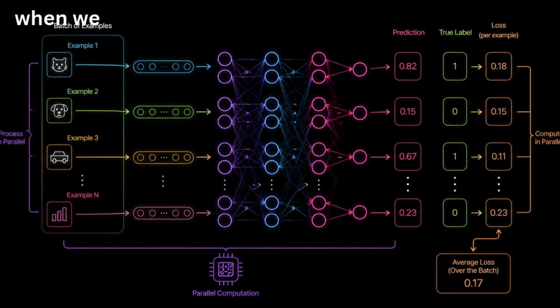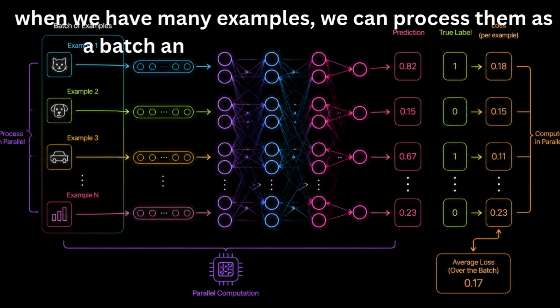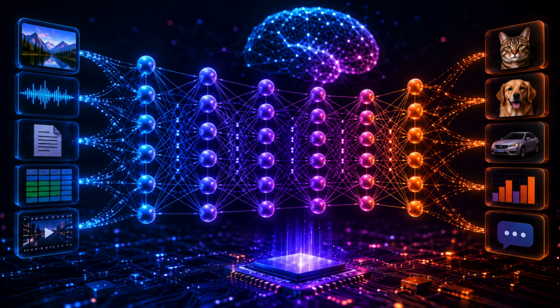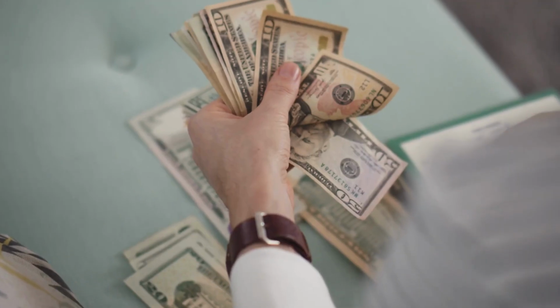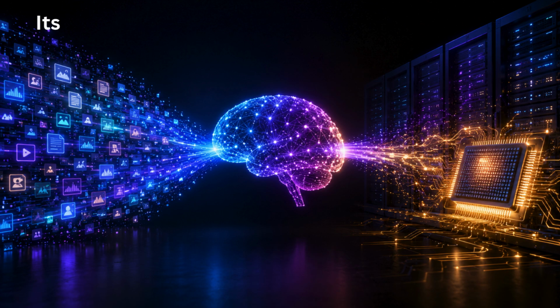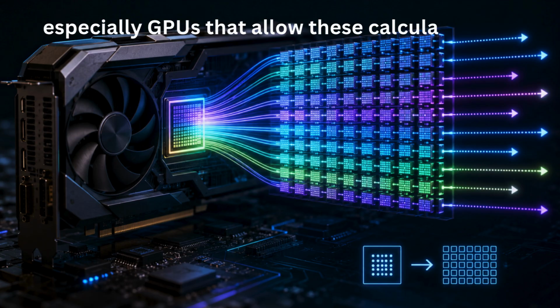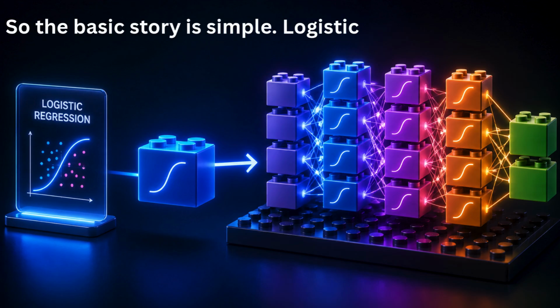And when we have many examples, we can process them as a batch and parallelize the computation. This matters because deep learning can be extremely computationally expensive. Its progress was helped by more available data and more computational power, especially GPUs that allow these calculations to be parallelized. So the basic story is simple.